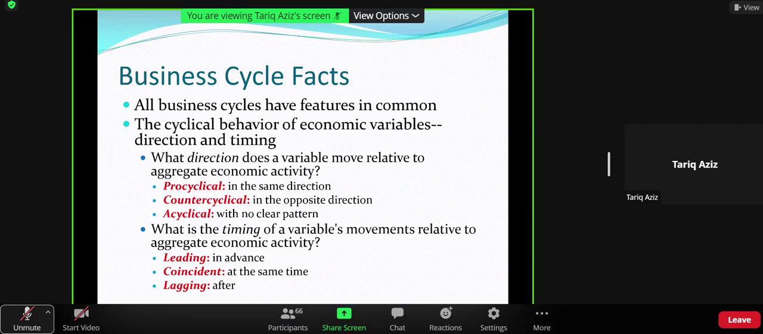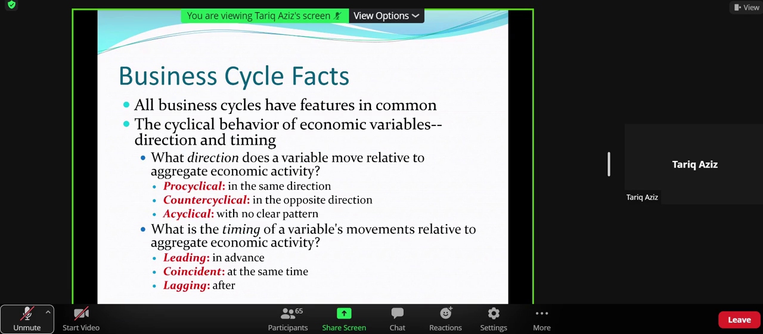For example, GDP. GDP is the aggregate economic activity measure. If there are hundreds of economic indicators, and a particular or single specific variable is moving in the same direction as the aggregate economic indicator, for example GDP, so if both are moving in the same direction, that movement is called pro-cyclical movement. Say GDP is increasing, employment is also increasing, so both are moving in the same direction. So this movement of a variable is called pro-cyclical movement.